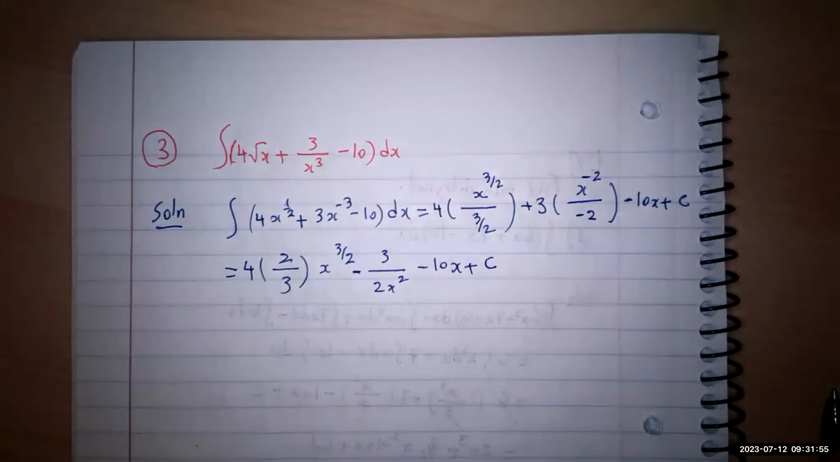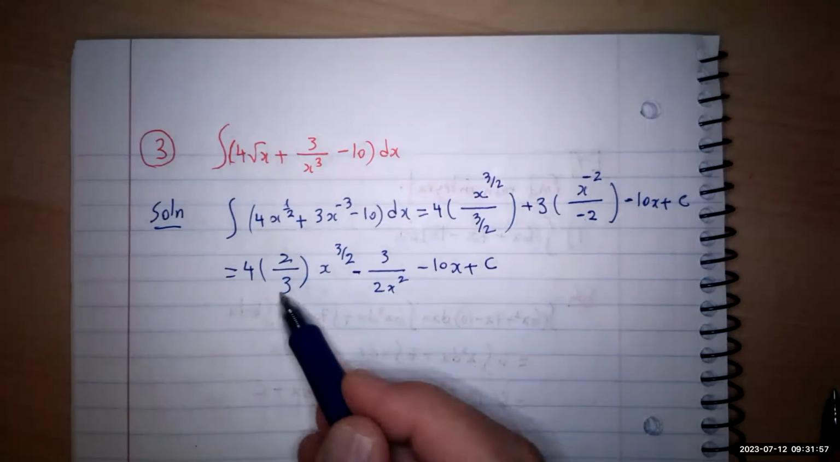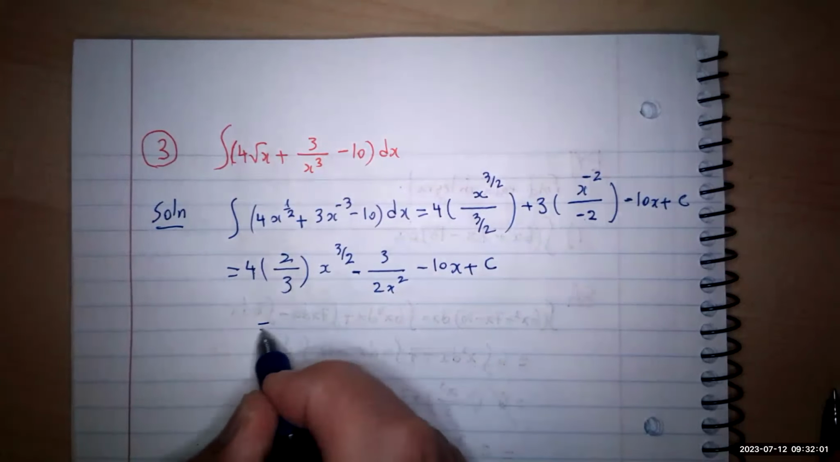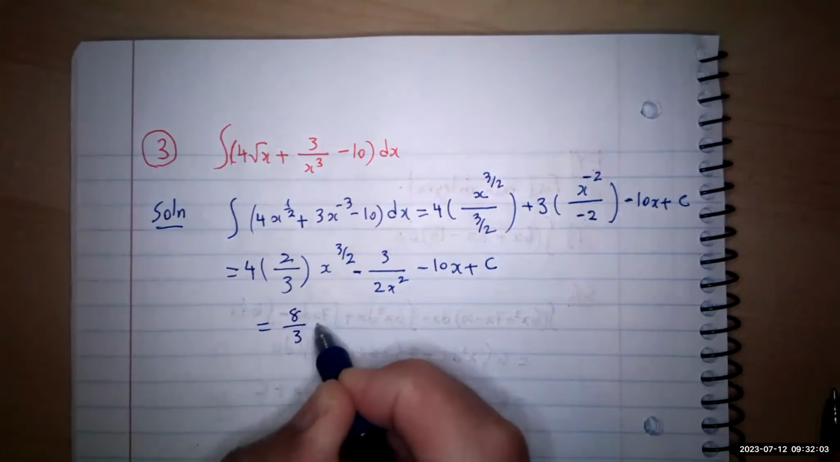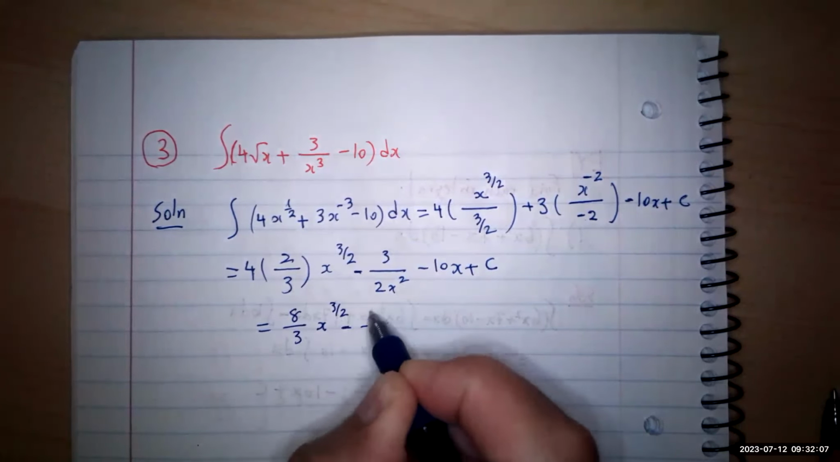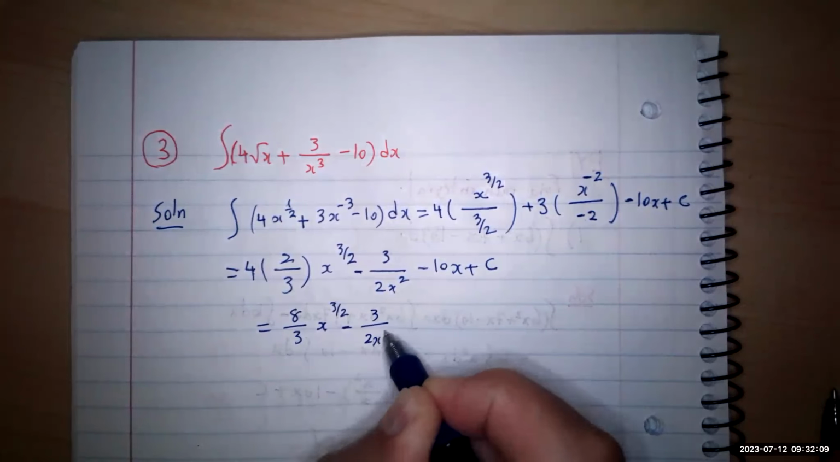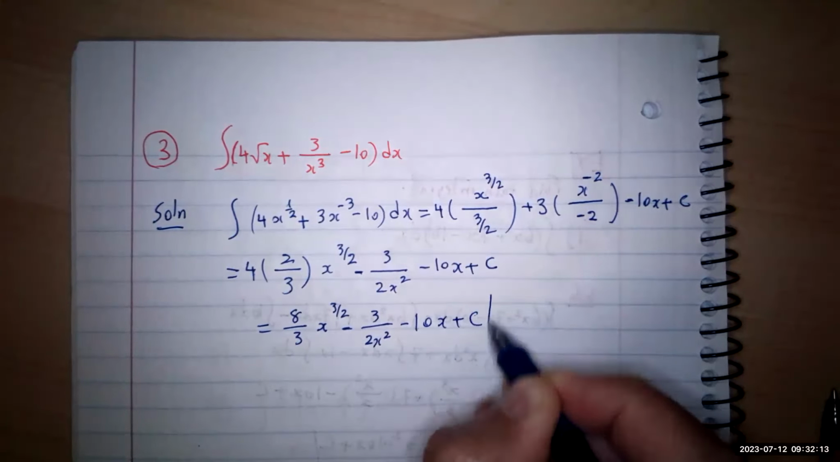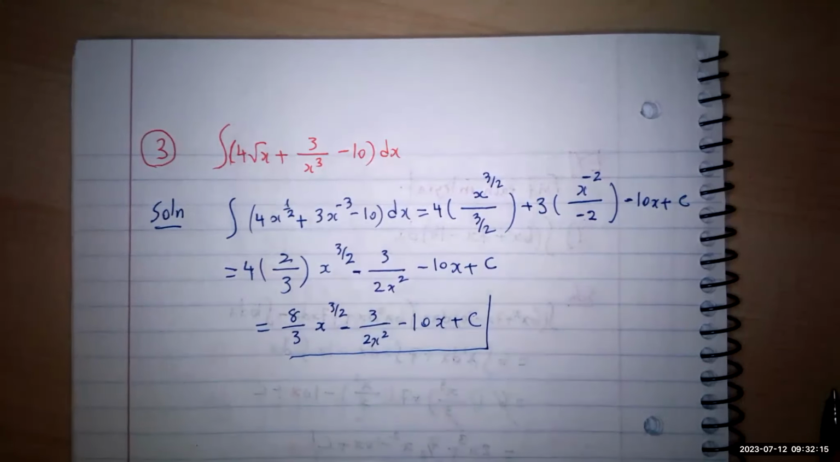Okay, then you try to see if you can simplify. You cannot simplify these two together. You have to multiply it. 4 times 2 would be 8. So 8/3 of x to the 3/2 minus 3 over 2x squared minus 10x plus c. This would be the final answer.